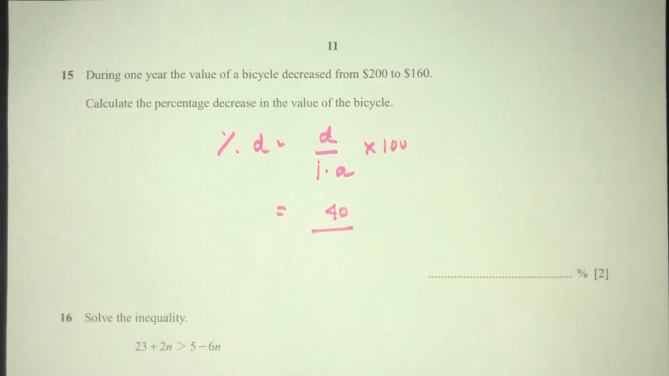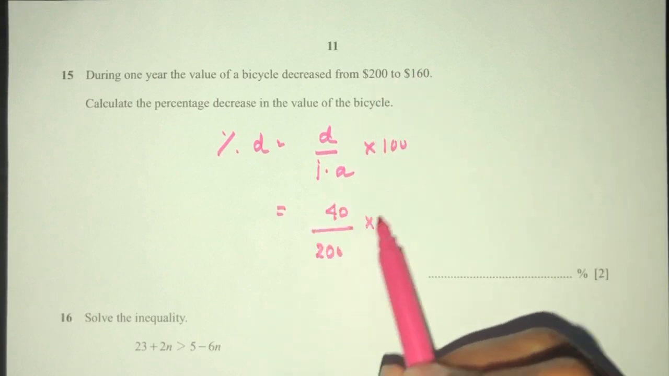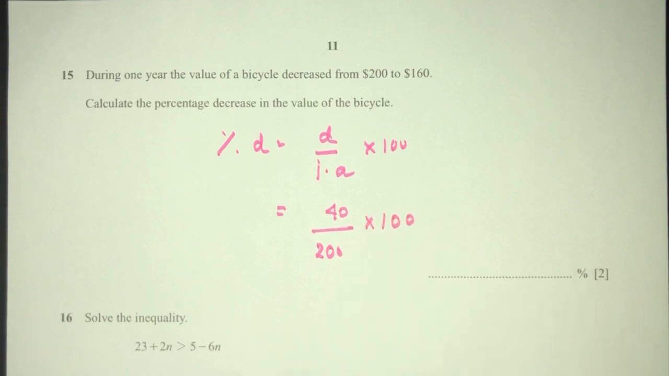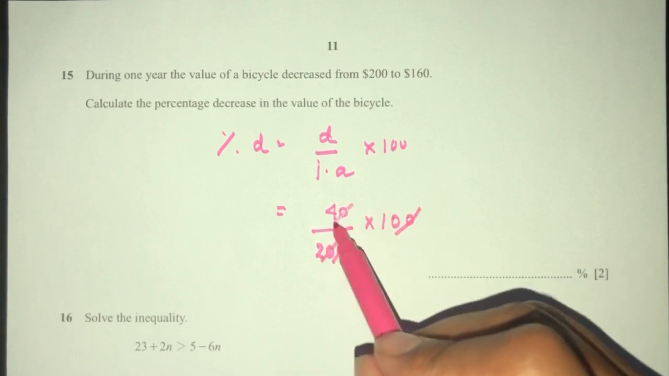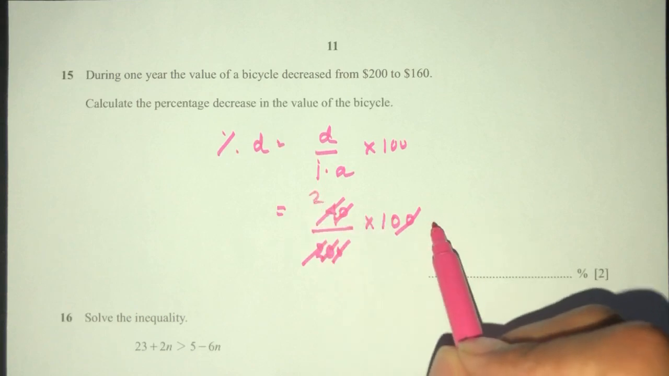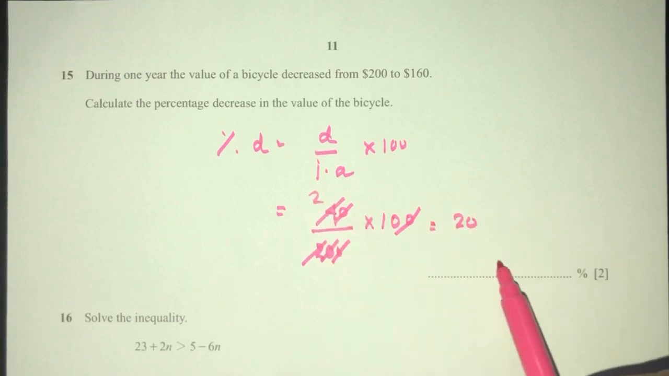What is the initial amount? It will be 200, times 100 to find the percentage, obviously. This will go away, this will go away. That will be 2, and that should be 20. Right, so simple division and multiplication. We can simplify, that should be a 20% decrease from the initial price.